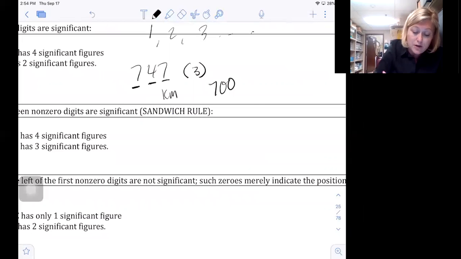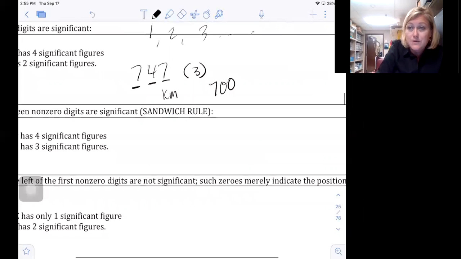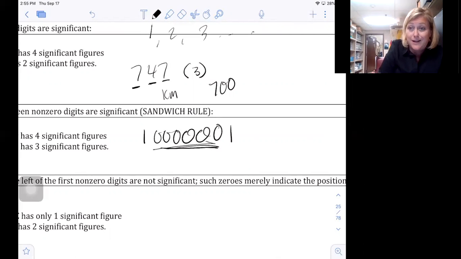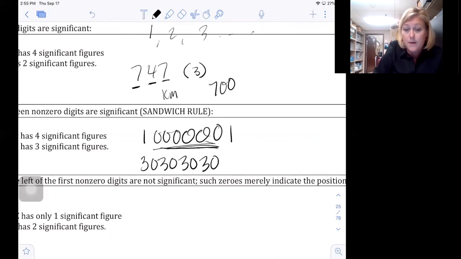Okay, so I could write any number. Let's just say 1, 0, 0, 0, 0, 0, 0, 0, 1. Because these zeros are sandwiched in between, they are significant. I could also go like this, 3, 0, 3, 0, 3, 0, 3, 0. Okay? Because each one of these zeros, not that last one, is sandwiched between numbers that are not zero, it's significant.